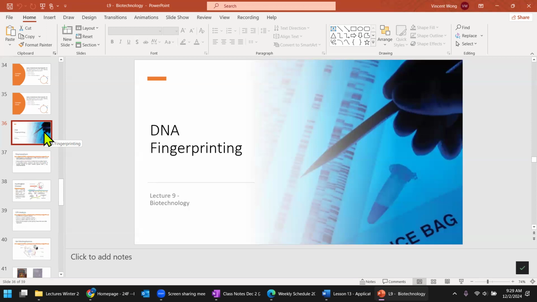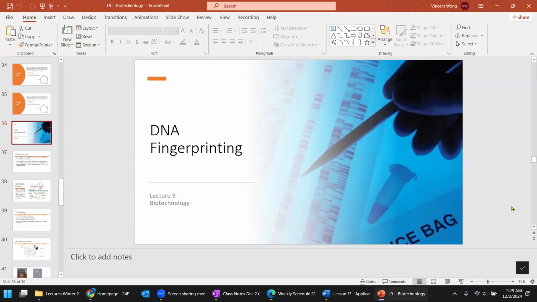Okay. So we are almost done with the biotech stuff. There are a few more techniques we are going to learn today, starting with DNA fingerprinting. Okay. So you might have heard of DNA fingerprinting before. It's used for various applications.